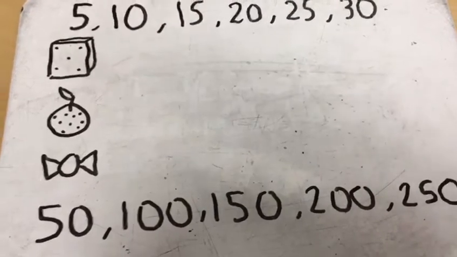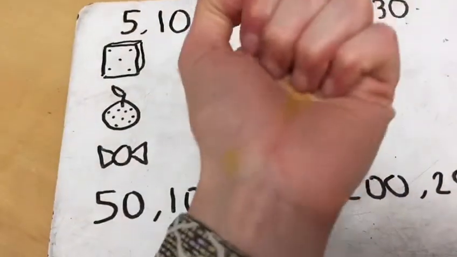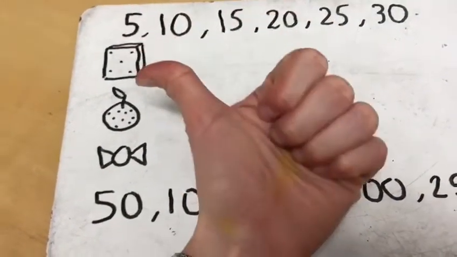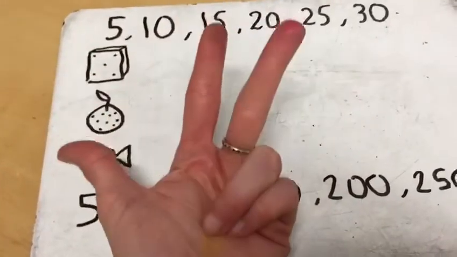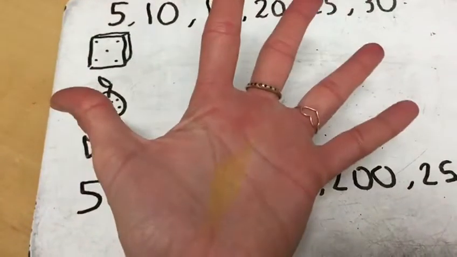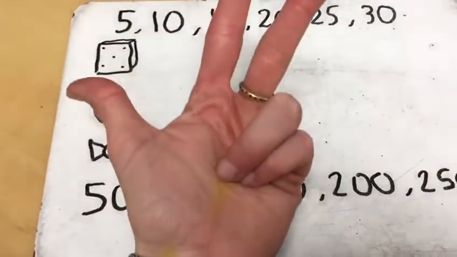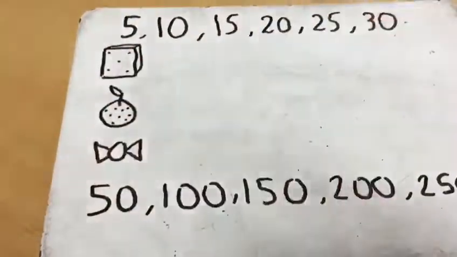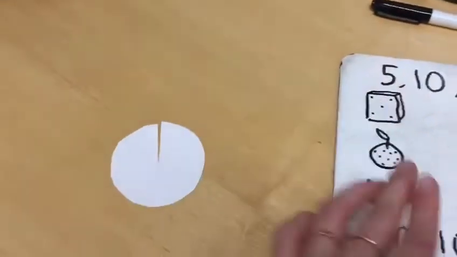Remember, if you can't identify the pattern, then you could start on 50 and use your fingers to help you count. 50, 60, 70, 80, 90, 100. 100, 110, 120, 130, 140, 150. 160, 170, 180, 190, 200. Clear? Lovely.